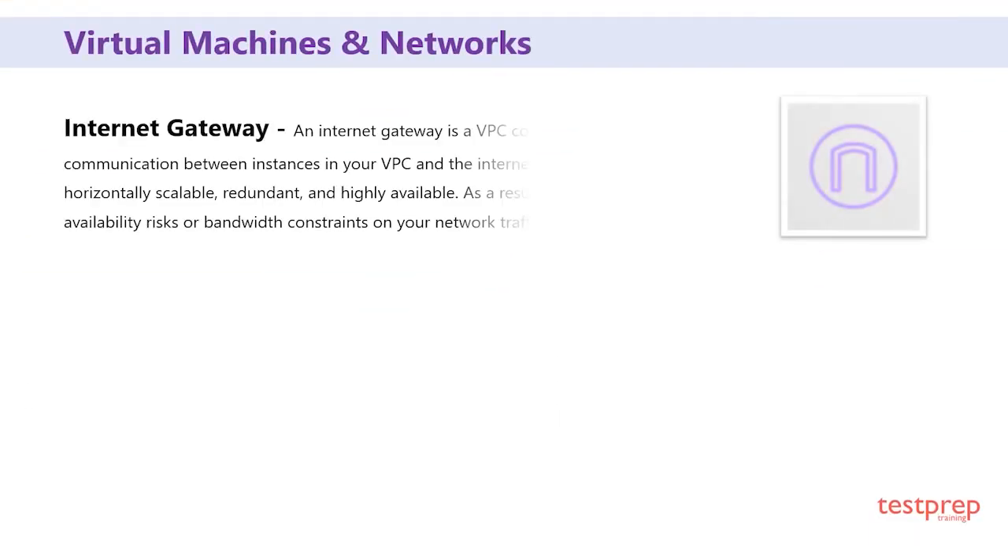Next, Internet Gateway. An Internet Gateway is a VPC component that allows communication between instances in your VPC and the Internet. Furthermore, it is horizontally scalable, redundant, and highly available. As a result, there are no availability risks or bandwidth constraints on your network traffic.